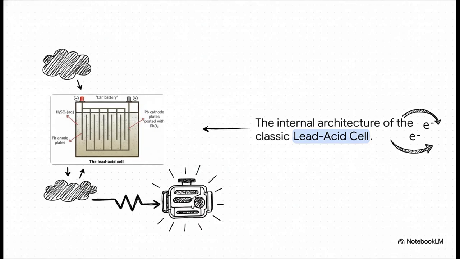When you turn your ignition key, the battery discharges, creating lead sulfate and releasing a massive instant surge of electrons to start the motor. But then, as you drive, your car's alternator pumps electricity right back in. It acts as an electrolytic cell, reversing that chemical reaction so it's ready for your next trip.